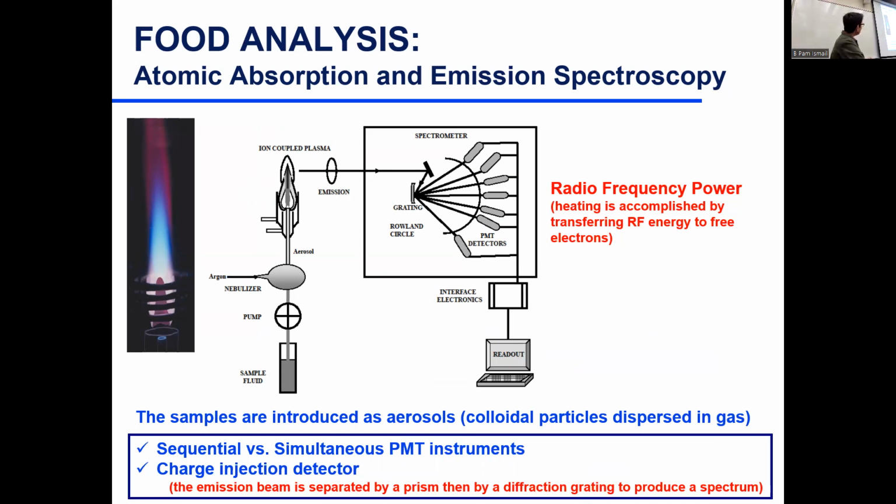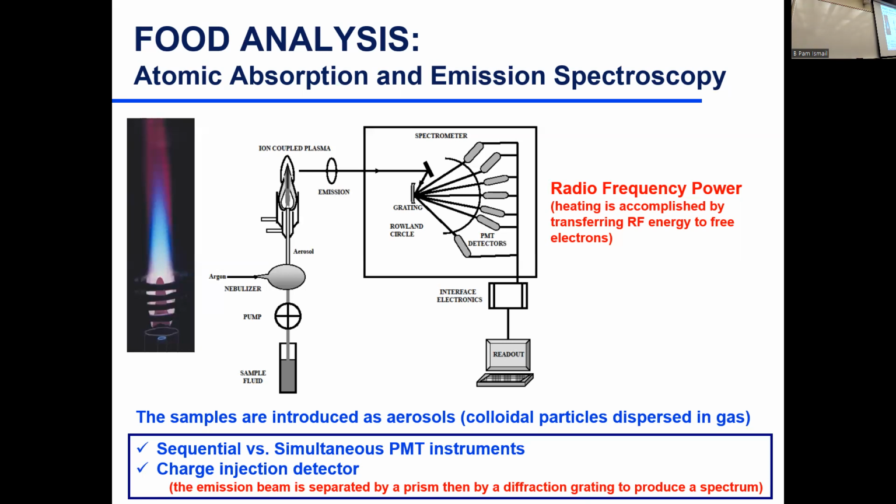And then your sample will get, like I said, atomized and excited, the components, the elements, and then they emit light. They emit light at different wavelengths. So you want to select the wavelength at which you have maximum emission, therefore you get maximum sensitivity. So the emitted light goes into your detector unit, and again, you have a grating system.